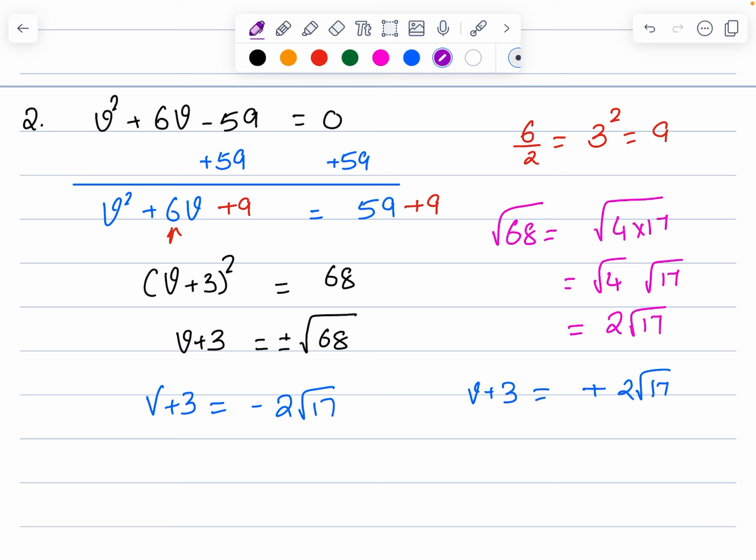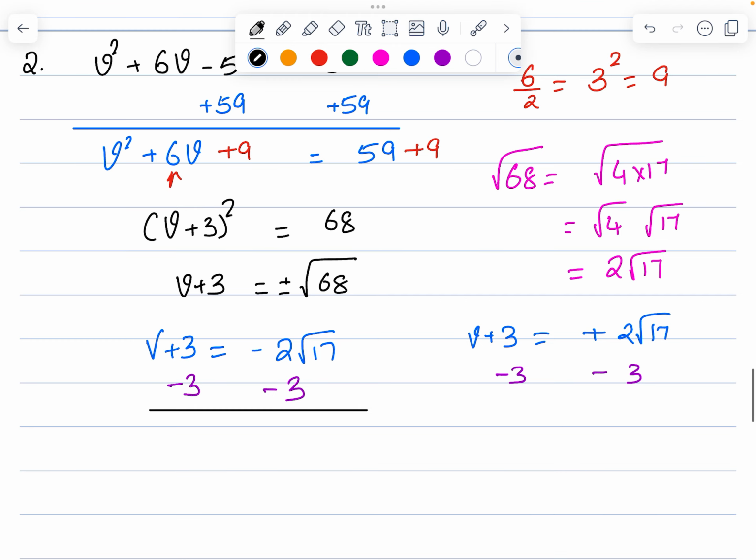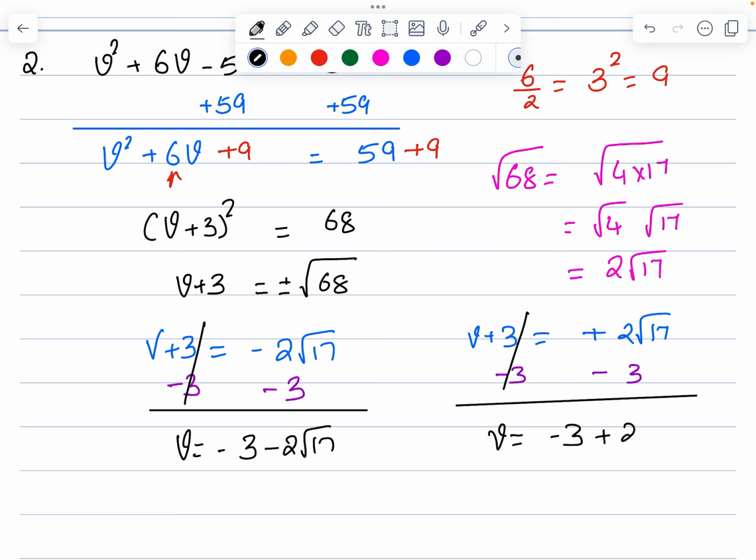Then we have to eliminate that 3, so negative 3 on either side. 3 and 3 cancel, 3 and 3 cancel. So what do I get? V equals negative 3 minus 2 root 17, and V equals negative 3 plus 2 root 17. This is going to be the answer for the second question. Now come to the third question.